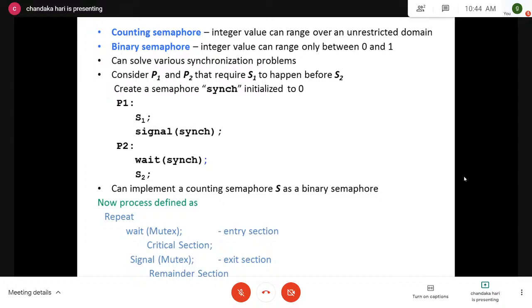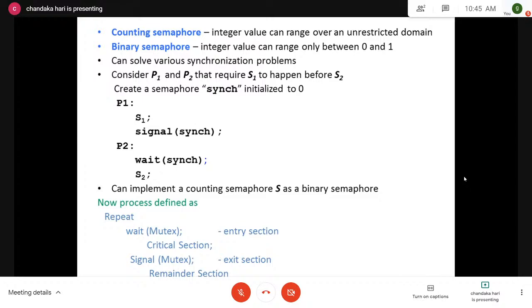That's why the process is written as: now I am waiting for the mutually exclusive variable. Once this semaphore has been successfully allocated to me, I enter the critical section. Immediately after my critical section, I need to release this semaphore variable. The release is done by using signal. Waiting for the mutex variable is called the entry section, and releasing the mutex variable is called the exit section.